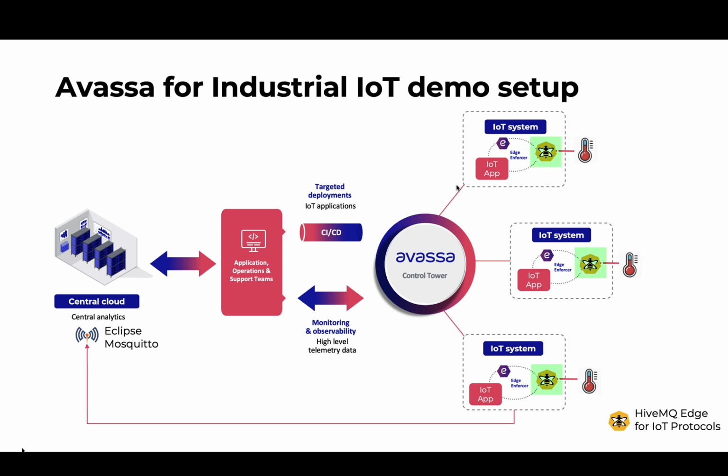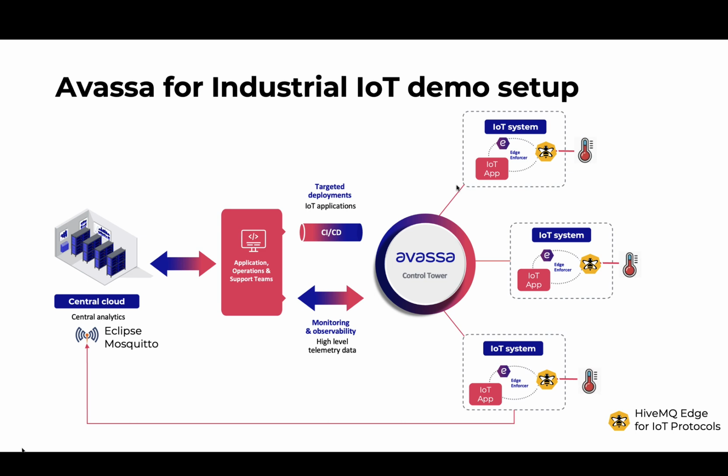In this demo, we will deploy the HiveMQ for Edge, an MQTT broker, to the IoT Edge. At the Edge, we have sensors and we have an IoT application. In this case, it's an application that does temperature aggregation and anomaly detection. The IoT Edge application can also generate alerts into the Avassa system, which I will show you in the demo.